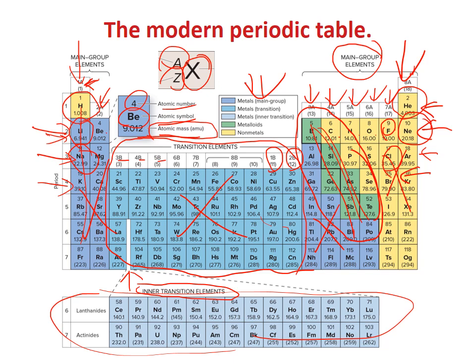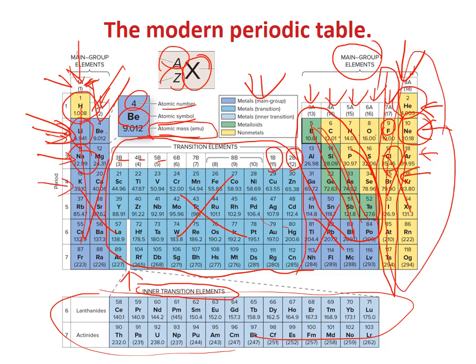Also, some of the groups have common names that you need to know. For example, the main group elements 1A, this group is also called alkali metals. It does not include hydrogen. Group 2 has a name called alkaline earth metals. Fluorine, chlorine, this group is called halogens. And the last one, group 8, is called noble gases.